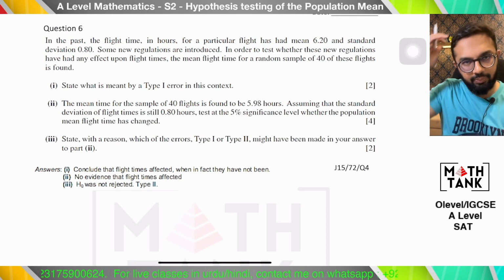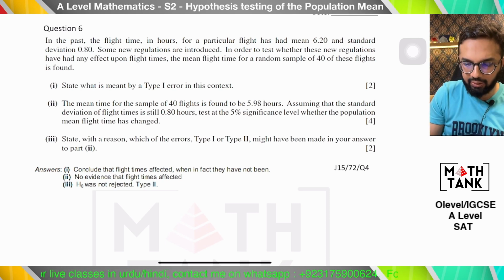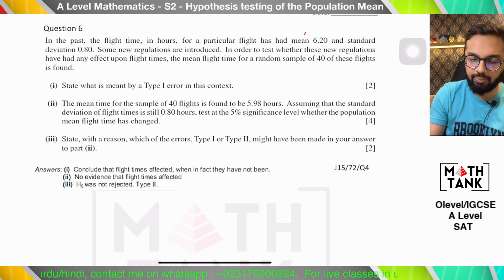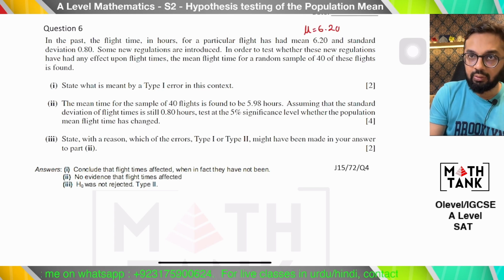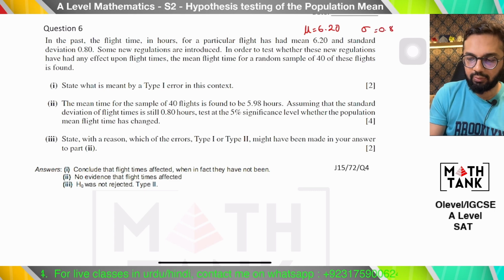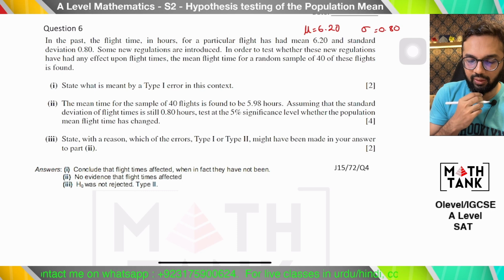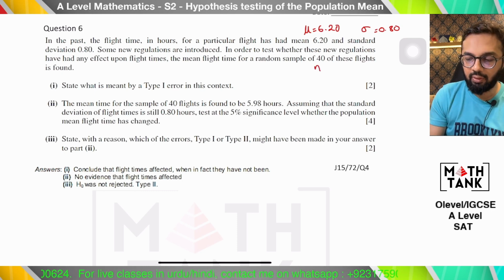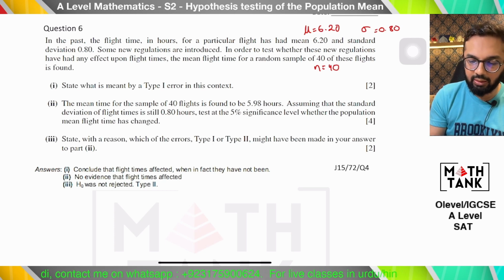Question 6. In the past, the flight time for a particular flight has a mean of 6.20 and standard deviation of 0.80. Some new regulations are introduced in order to test whether these new regulations have had any effect upon flight times. The mean flight time for a random sample of 40 flights is found. State what is meant by a type 1 error in this context.